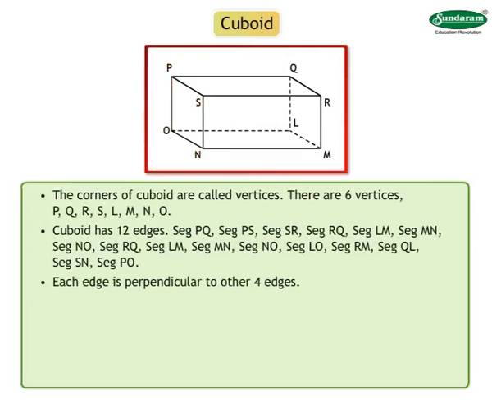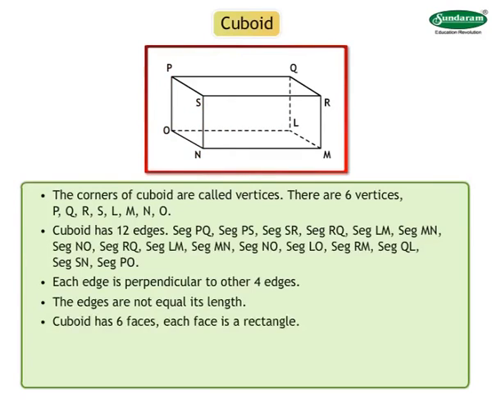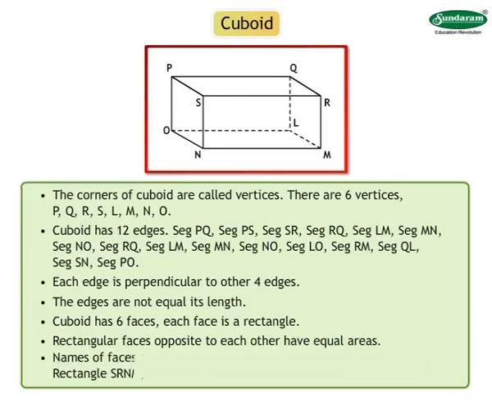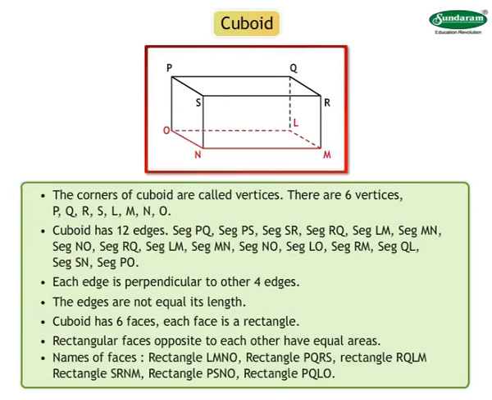Each edge is perpendicular to other 4 edges. The edges are not equal in length. Cuboid has 6 faces. Each face is a rectangle. Rectangular faces opposite to each other have equal areas. Names of faces are rectangle LMNO, rectangle PQRS, rectangle RQLM, rectangle SRNM, rectangle PSNO, rectangle PQLO.